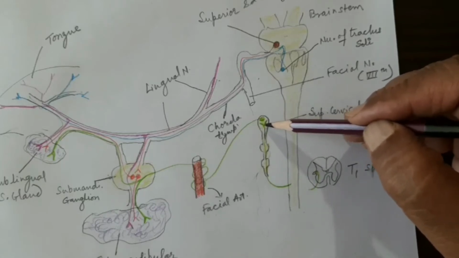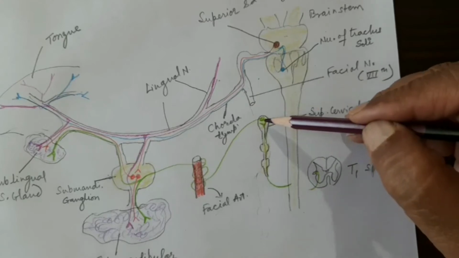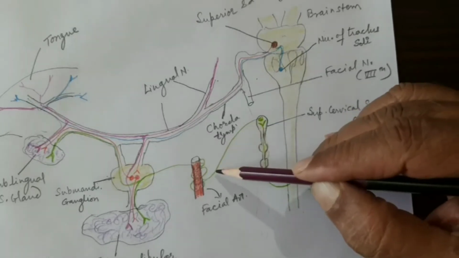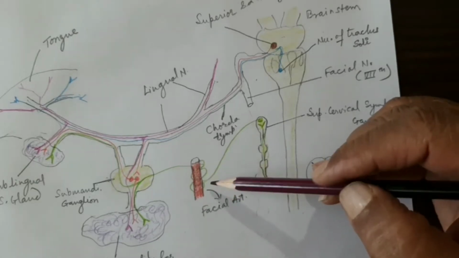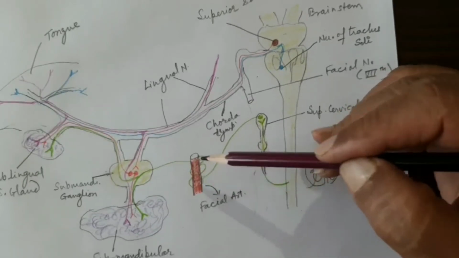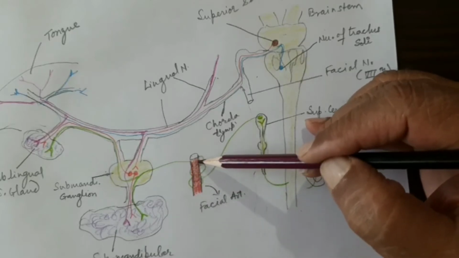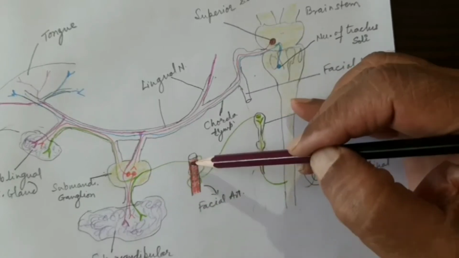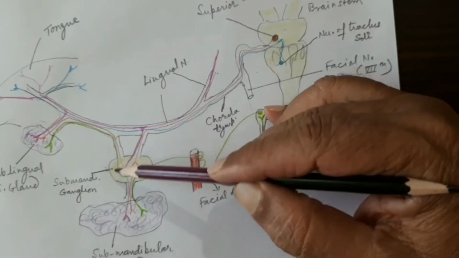Here these fibers, the preganglionic sympathetic fibers, will relay in the superior cervical ganglion, from where the postganglionic fibers, shown here in green, will go along with the blood vessels. Ultimately, with the branching of the external carotid artery, they will come to the facial artery. This plexus around the facial artery lies close to the submandibular gland. Then the fibers will jump on to the submandibular ganglion.